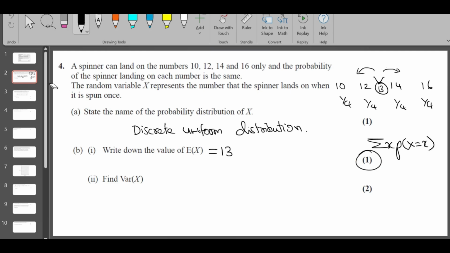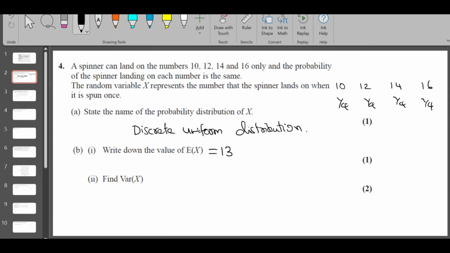So always remember, if the X values are symmetrical about a middle point and the probabilities are also the same or symmetrical, not necessarily the same, they can be symmetrical also. What do I mean by that? Let's say here the probability is something like P here, P here, Q here, Q here. In that case, you can still take the middle number 13 as the expected value. In this case, all the probabilities are 1 over 4.